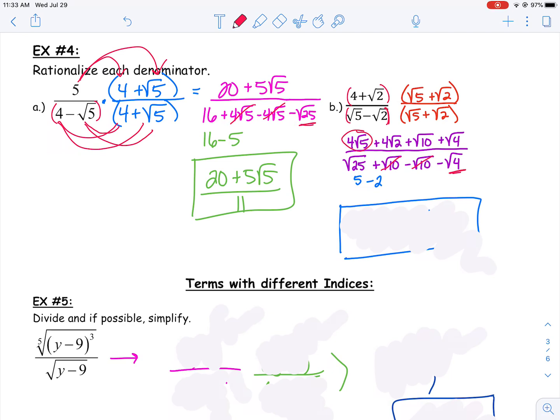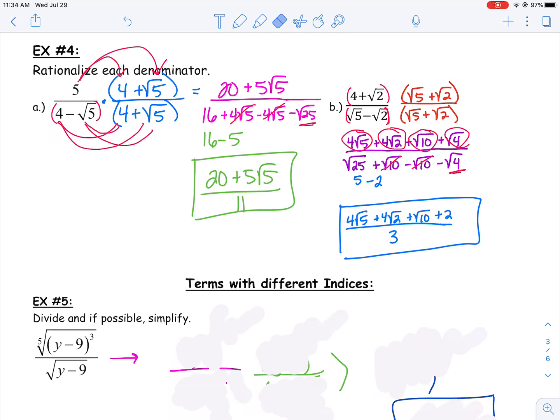Now what's going on in our numerator? In my numerator, I have a 4 rad 5, and rad 5 can't be broken down anymore. I also have a 4 rad 2. It also can't be broken down anymore. I have 1 rad 10, which I tried to break down, but I didn't have enough partners to come out, so it can't be broken down anymore. But I do have the square root of 4, which is really just 2, correct? So I have 4 separate terms in my numerator. None of them are like terms. They all have different stuff.